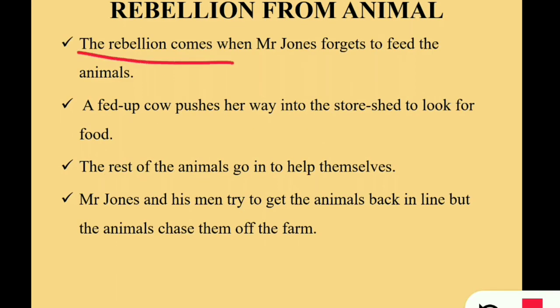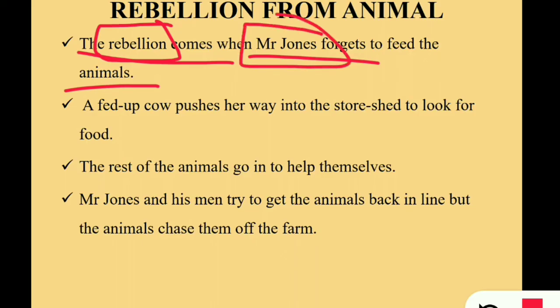The rebellion comes when Mr. Jones forgets to feed the animals. Here, the rebellion in Russia is represented by Animal Farm. Mr. Jones forgets to feed the animals and then the revolution starts. We see the same thing in Russia, when the leader, Tsar Nicholas II, was not able to provide food to the countrymen, and the revolution started.